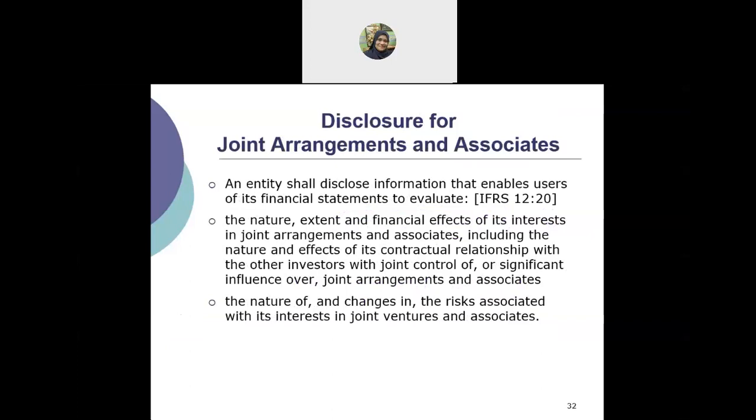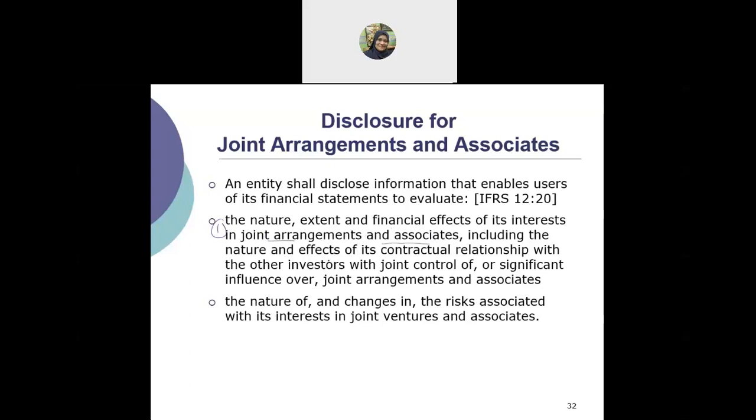Then we're going to look at the disclosure for joint arrangement and associate. So the entity shall disclose information that enables users of financial statements to evaluate, first, the nature and the extent of the financial effect of interest in the joint arrangement and associate. So they need to provide the nature, extent, and the effect to the financials.